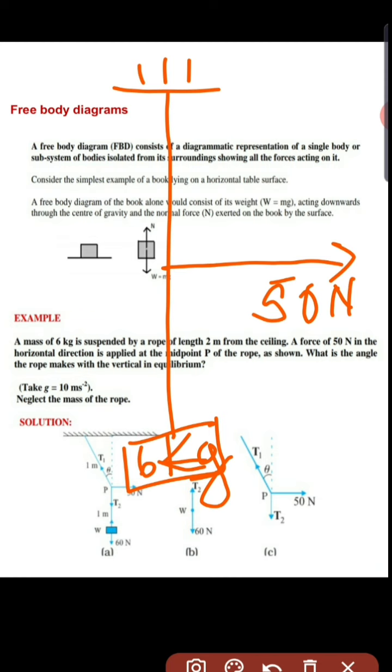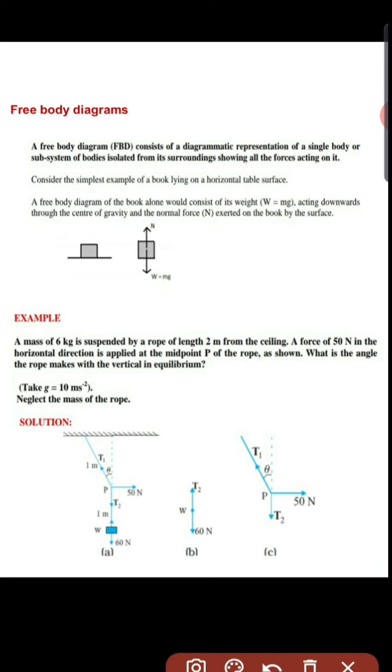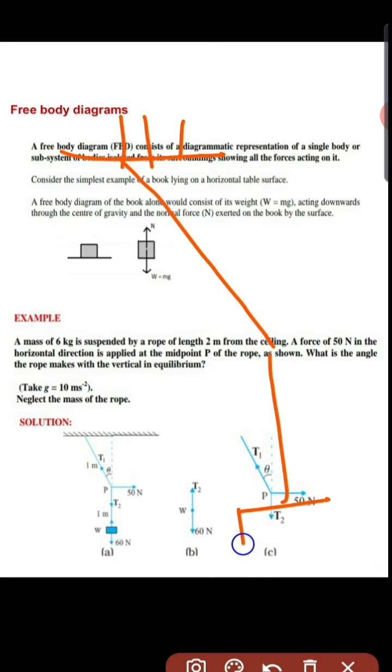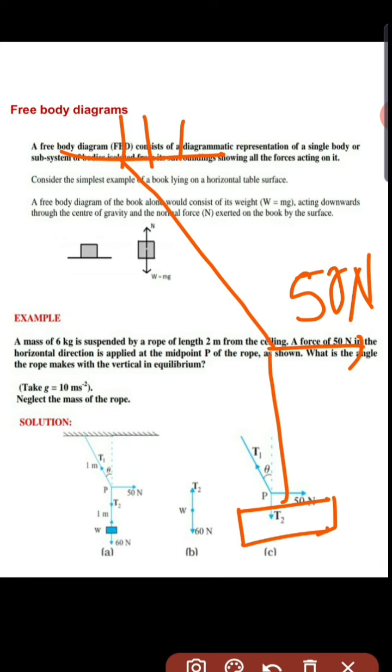Under the action of this force, the orientation of the rope will change. This is the fixed position. From there it goes like this, because it is under the action of force in that direction, and this is the direction of that pulling force, 50 Newton. So this is the new orientation of the thread. Here it is 6 kilogram. So this is what we have.